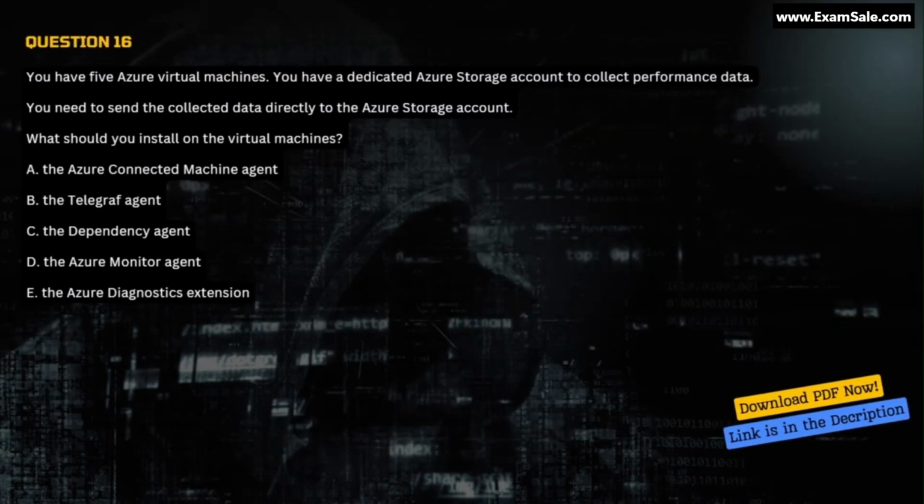Question 16. You have 5 Azure virtual machines. You have a dedicated Azure storage account to collect performance data. You need to send the collected data directly to the Azure storage account. What should you install on the virtual machines? A. The Azure Connected Machine Agent. B. The Telegraph Agent. C. The Dependency Agent. D. The Azure Monitor Agent. E. The Azure Diagnostics Extension.